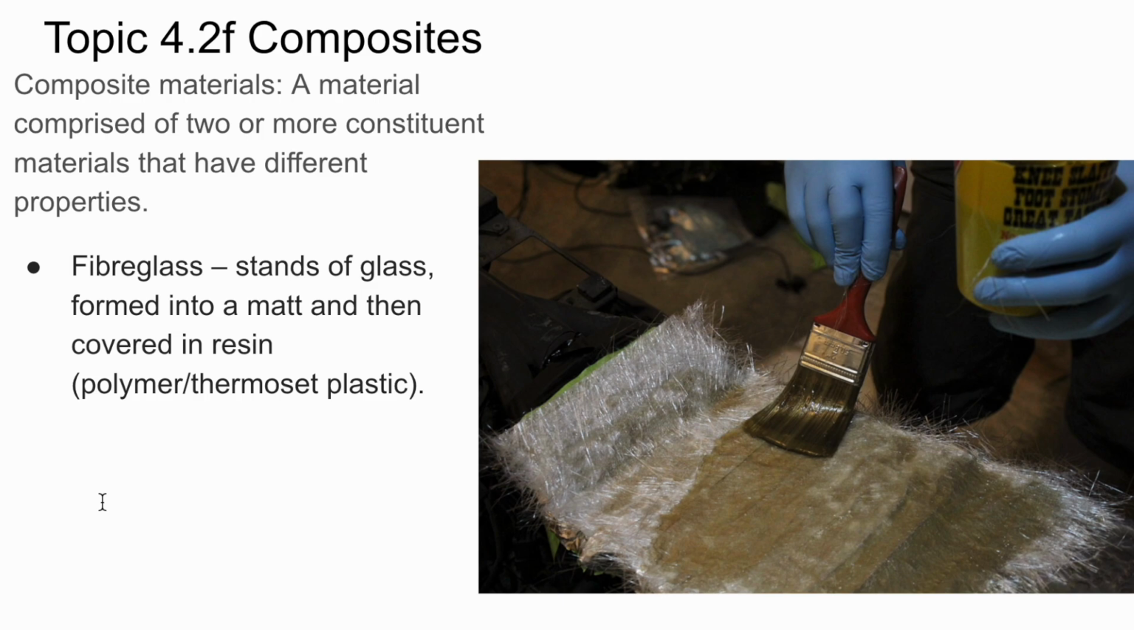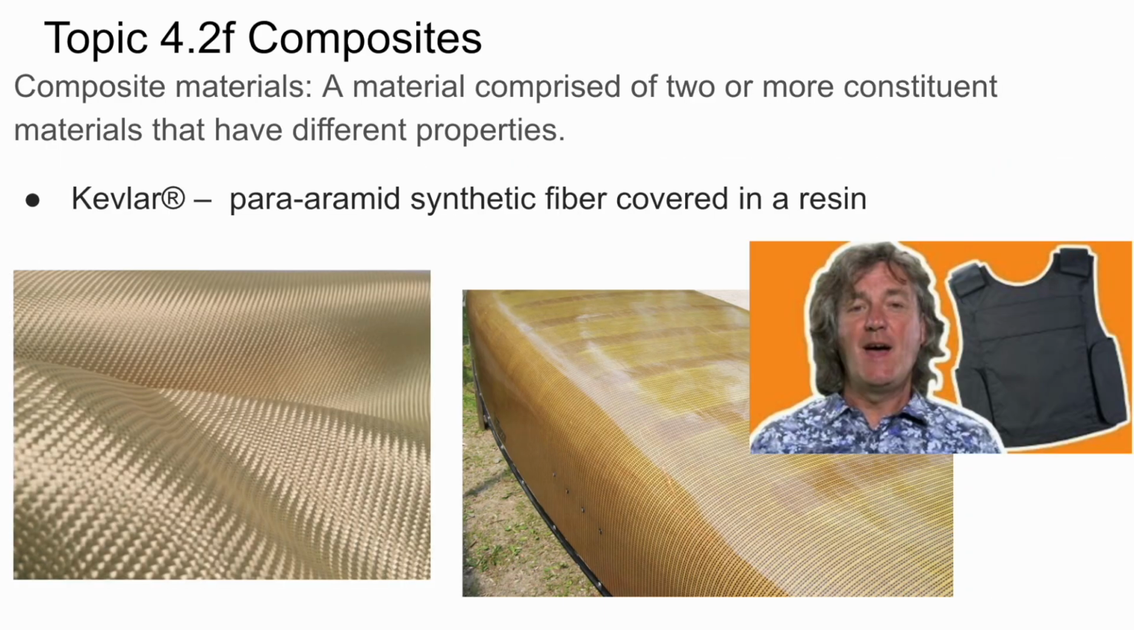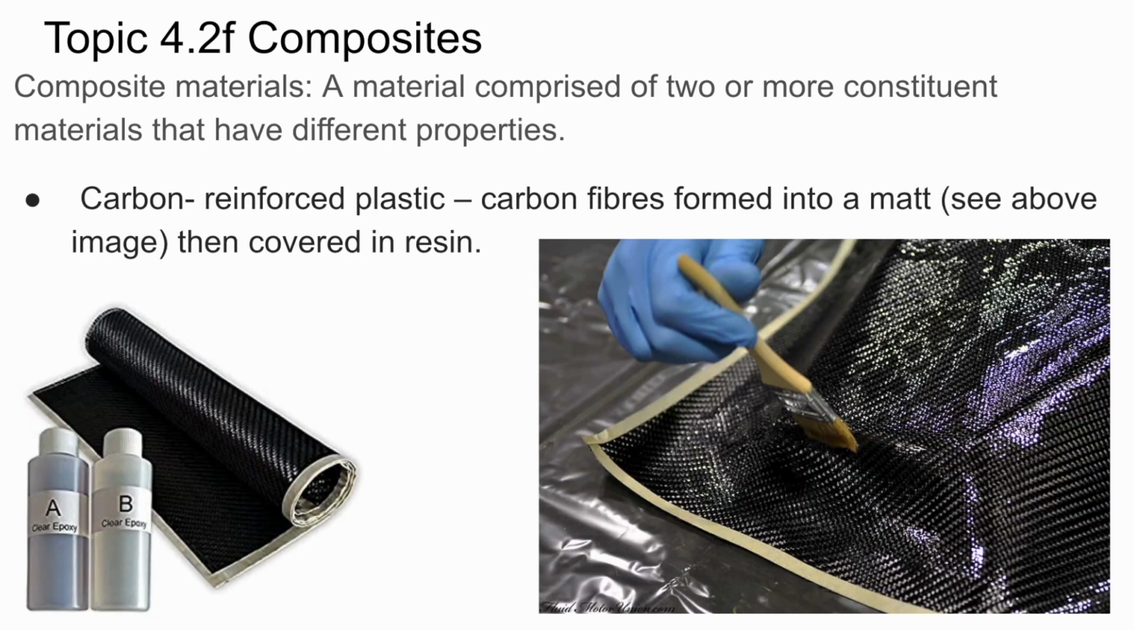Fiberglass, this goes back to our section on glass. So this is strands of glass that form mats, then it's covered with a resin, so either a polymer or a thermosetting plastic. Kevlar is a synthetic fiber that is covered in resin, and they use it in things like bulletproof vests or canoes. It's a pretty versatile composite. Carbon fiber is quite new, and just like fiberglass, it is going to be a mat of carbon fiber, and then it is covered in some sort of resin. And you can see the process of them making a carbon fiber part here.